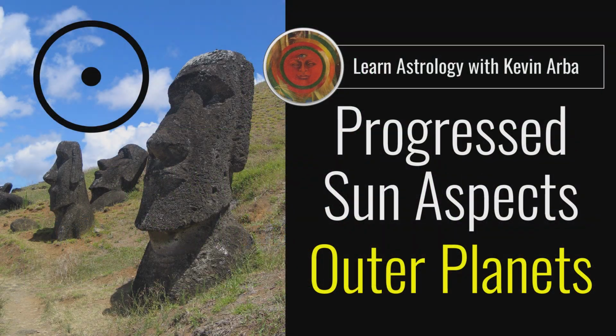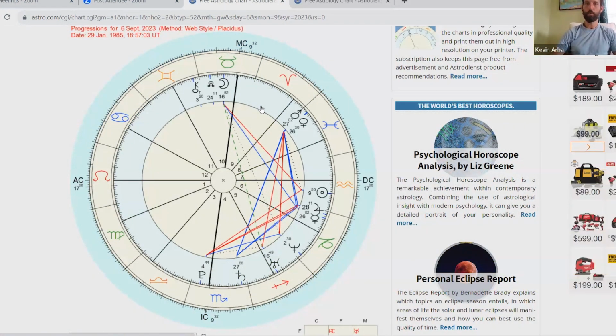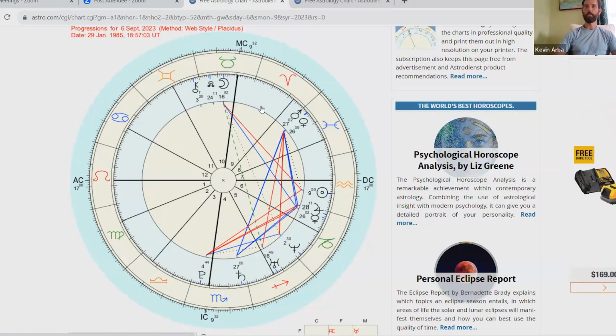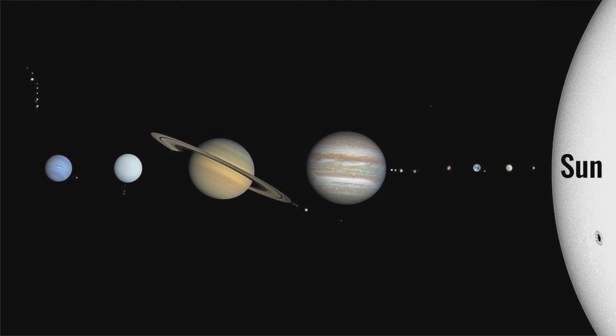Welcome, and today we're going to be discussing when the progressed sun makes an aspect to an outer planet. This is a useful tool in doing predictive astrology and working with progressions. And this is a particularly relevant point when the progressed sun makes an aspect to an outer planet.